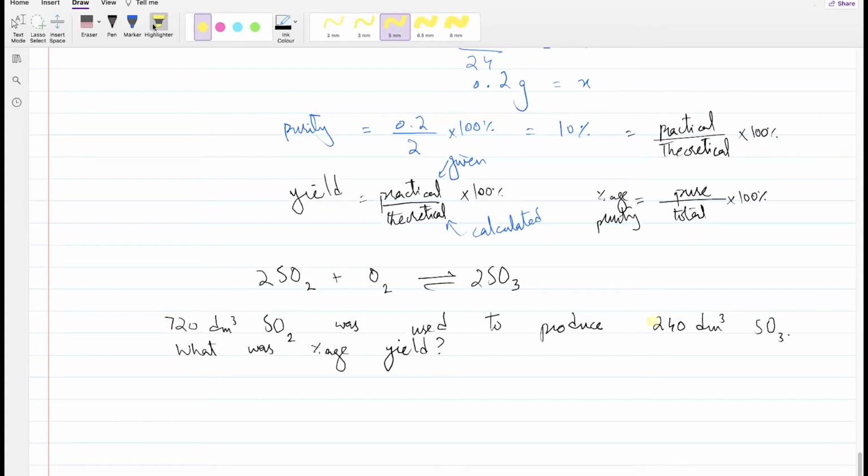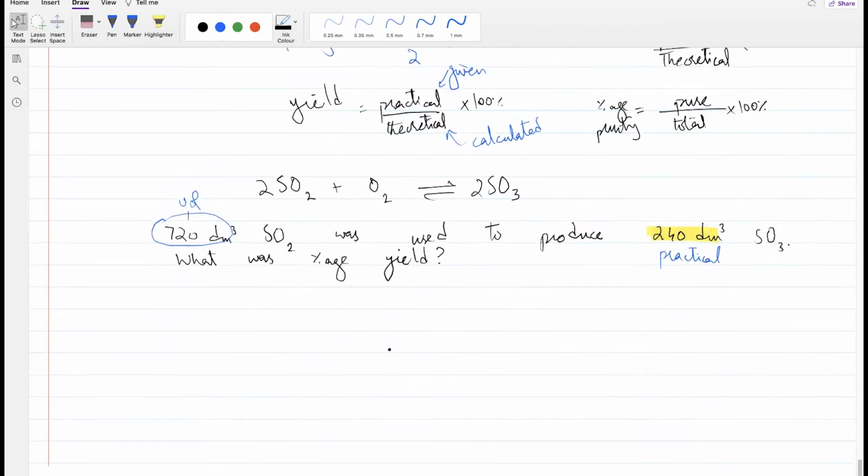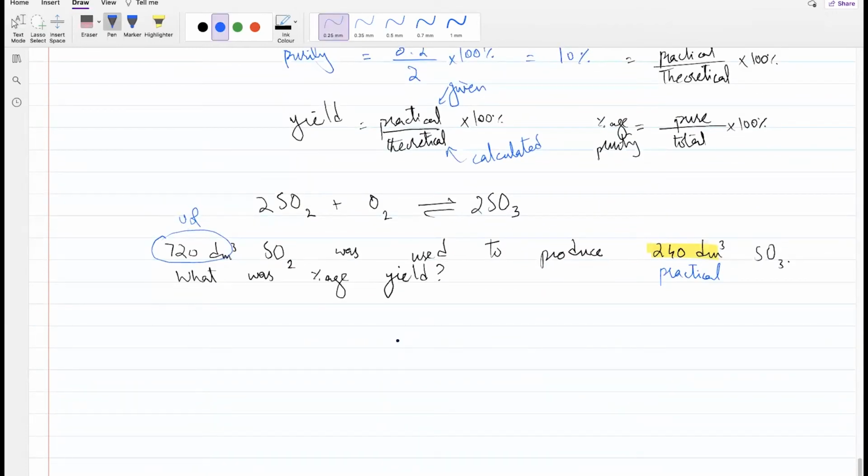You have to figure out what does this 240 mean here. This 240 is telling me that this is the practical value, the value that they got. वो रिएक्शन तो इसका कर रहे थे ना, ये उसकी वॉल्यूम है. 240 नहीं आना चाहिए था. It should have been more, but because this has a low yield reaction, तो वो उतना प्रोड्यूस नहीं हुआ. So let's figure out how much should have been produced.